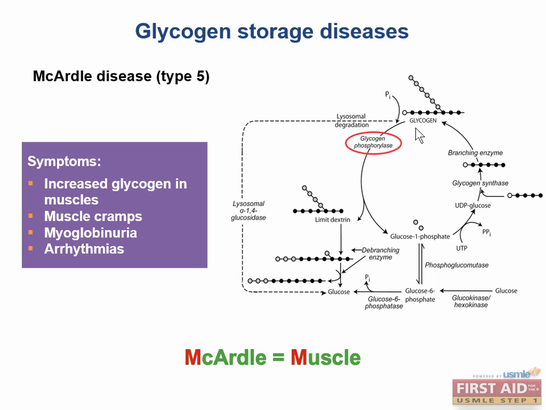Well, no, since McArdle's disease does not affect the liver, which is going to break down the glycogen stores into free glucose, and that free glucose can then go on to the body. Remember, muscles are greedy. They're going to keep all of the glycogen breakdown products to themselves. So actually, the blood glucose level is usually going to be unaffected in McArdle's disease.